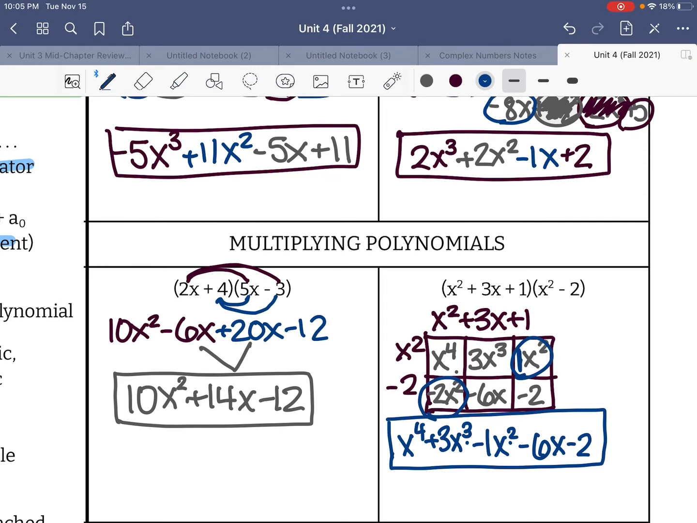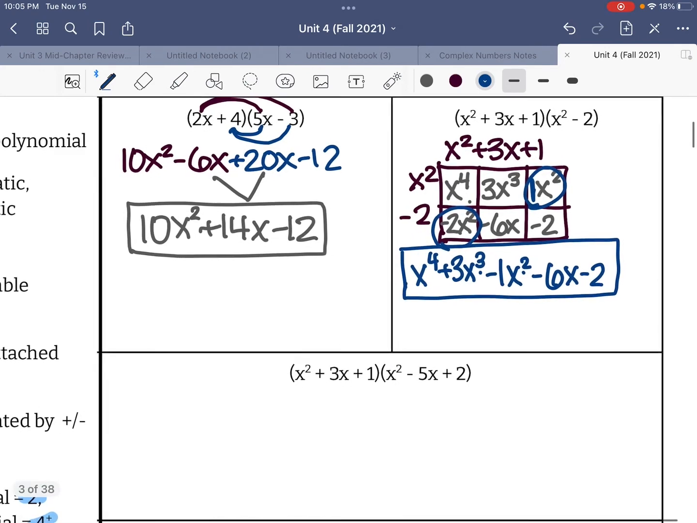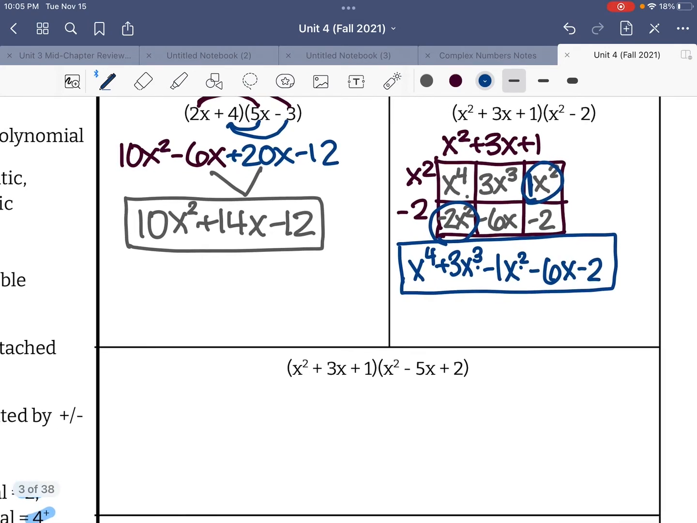You can write everything out if you want. I'll show you what that looks like on the next one. I will also show the box method on the next one as well. So if I'm not using the box method, I just have to be careful and go one at a time. X squared times x squared is x to the fourth. X squared times negative 5x is negative 5x cubed. And x squared times 2 is 2x squared.